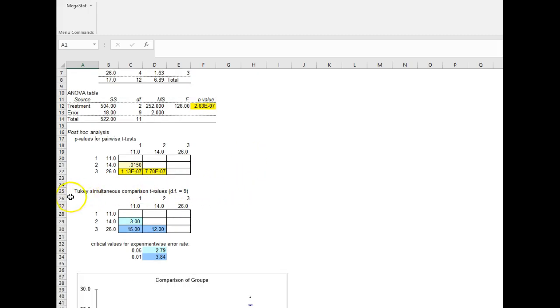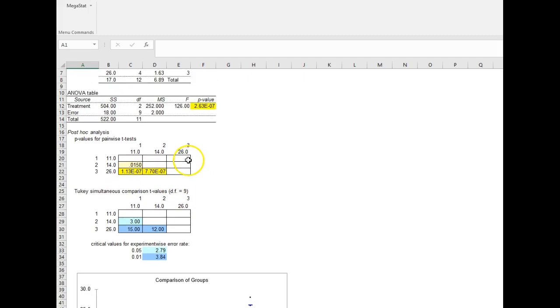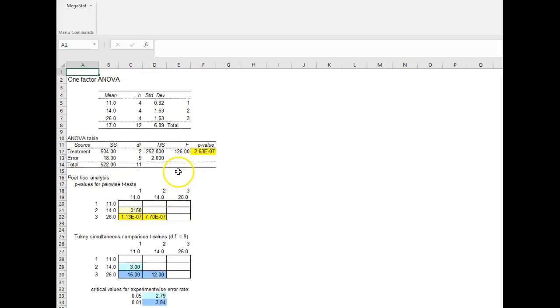And then we have our Tukey simultaneous comparison t-values, and this is going to help us get Tukey confidence intervals. Tukey confidence intervals are essentially just the confidence intervals that we use for ANOVA. We'll get to that in a little bit. That's, I believe, on the next page. But yeah, this is how easy it is in Excel. Literally just clicking a few buttons and it runs everything for you.